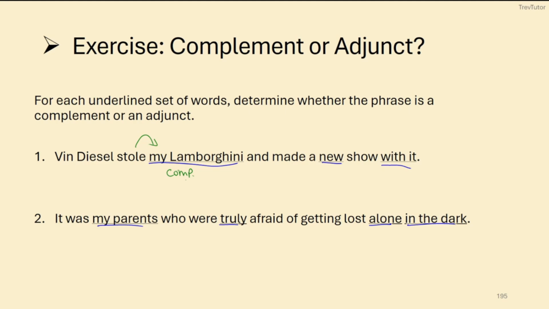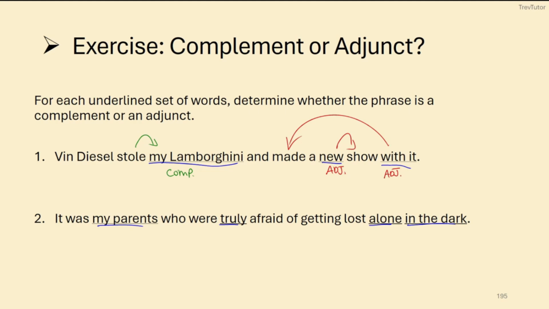Made a new show with it. So new is describing show. It's a modifying word. So this is going to be an adjunct. We can also say a new good show or a good new show. So it doesn't matter which order if we add in another adjunct. Now with it is also describing made in this case, if we're taking the typical interpretation. So because this is modifying another verb with information, this is going to be an adjunct, but we could say, I made a new show with it last night, or I made a new show last night with it. So if last night is an adjunct, then we can swap those two around. There's no issues.